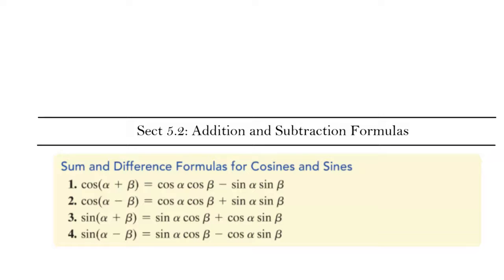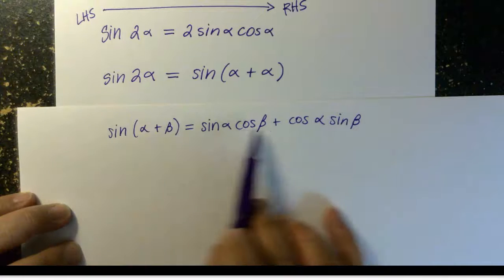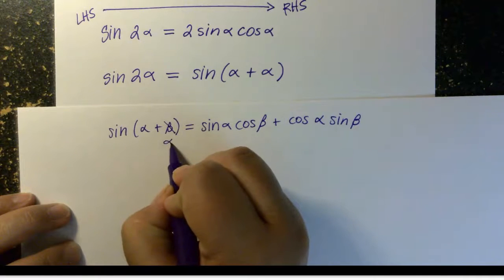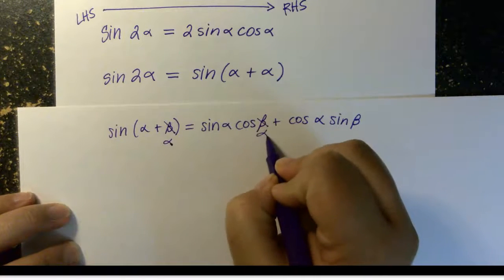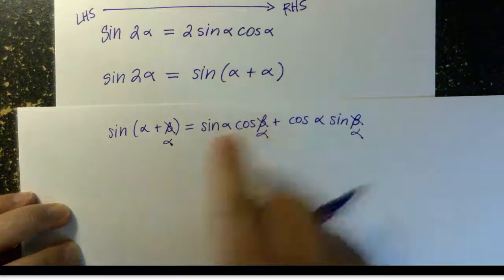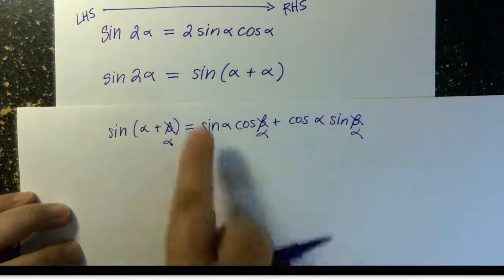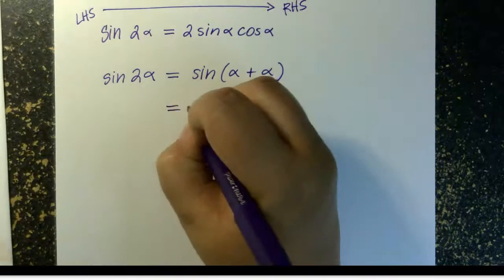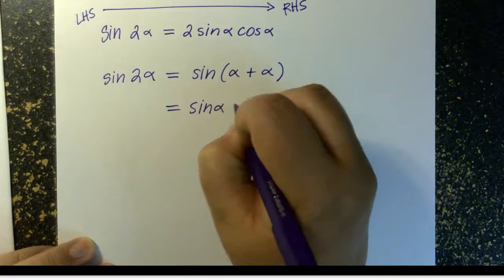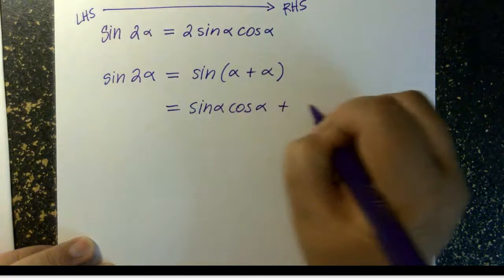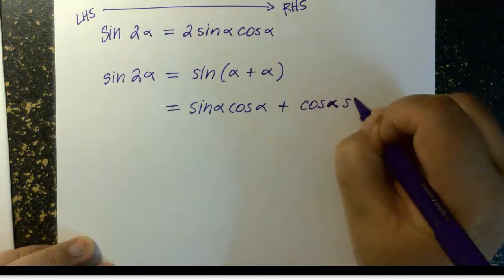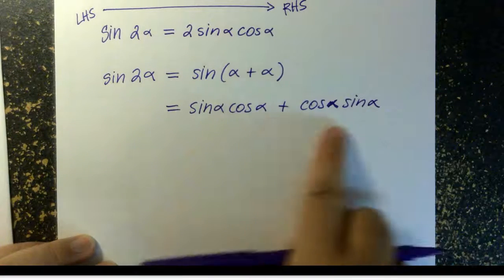Let me go ahead and write that down for you first. Okay, so here's the sum formula for sine, and in this case, we don't have a different angle for our second angle. It's the same angle. So basically, this is what we're going to write. We're going to say, okay, this equals this. The sine of alpha times the cosine of alpha plus the cosine of alpha times the sine of alpha. Well, these are the same thing.